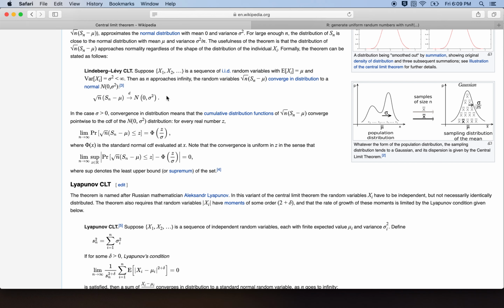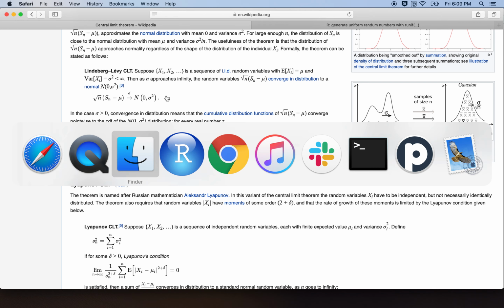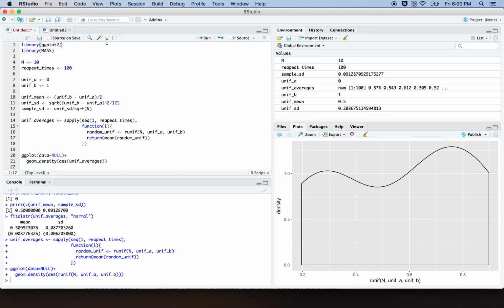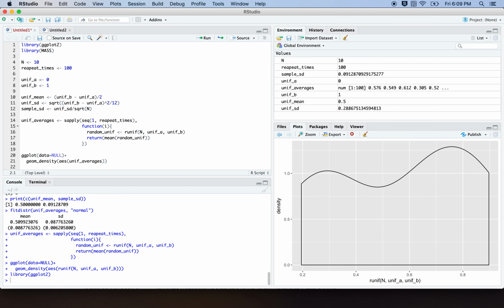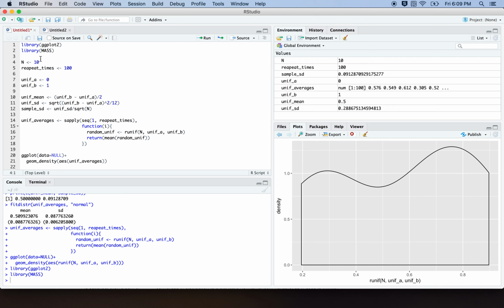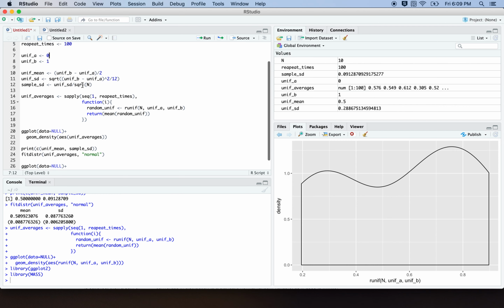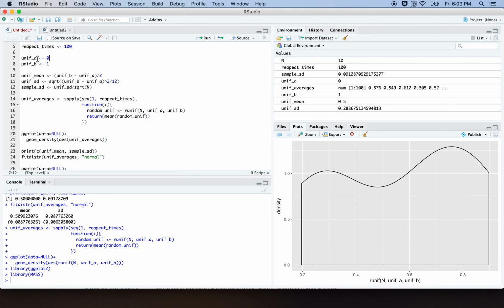Right? So I'm going to demonstrate what this means in R. I'm just going to use some libraries here. Okay. So let us say I want to generate samples from a uniform distribution, and then I take the average of those samples, right? So let's say I start with a small number, say n equals 10, and I want to repeat this experiment 100 times. So I want to generate samples from a uniform distribution with a equals 0, b equals 1.